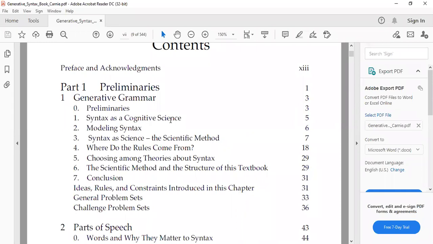Syntax is a cognitive science, and a science because we follow the scientific method. In syntax, we collect data, we analyze data, and then we make generalizations, make rules, and then we test our hypotheses or generalizations against new data. And if we find any conflict or any discrepancy, then we need to modify or change our rules. And this is what Chomsky and his colleagues did.